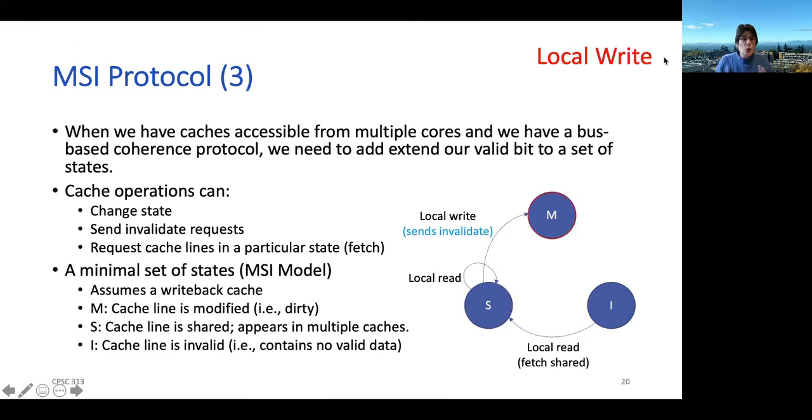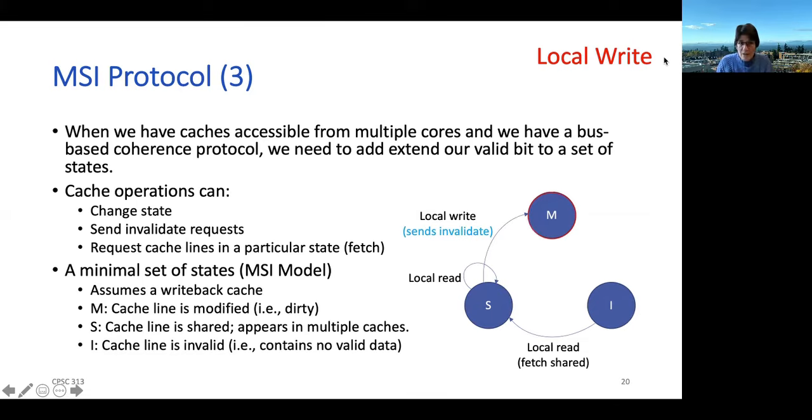Now, when I do that, two things happen. I did a write, I go into the modified state. But remember, I was in a shared state. That means that some other processors might actually have the data. So it's my responsibility to send a message over the bus letting them know that I just wrote this data. So if you have it, you'd better invalidate.